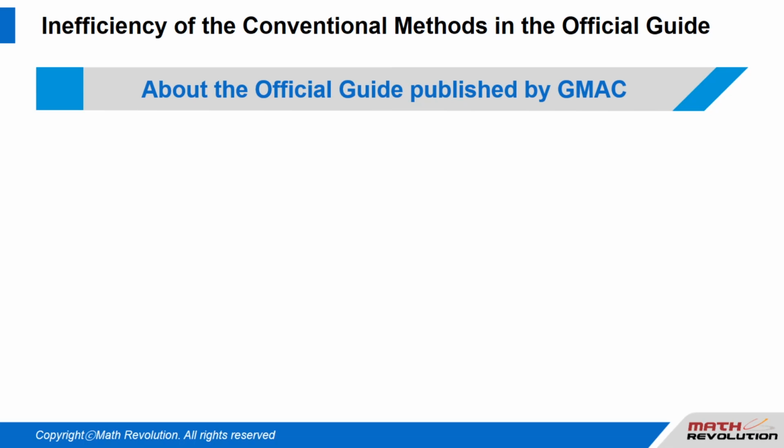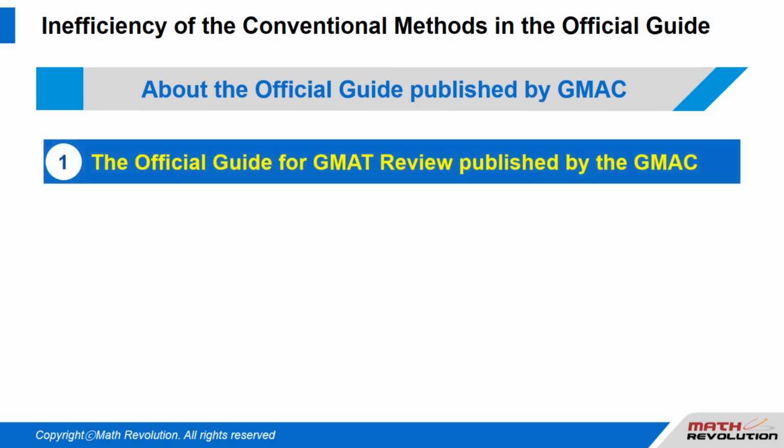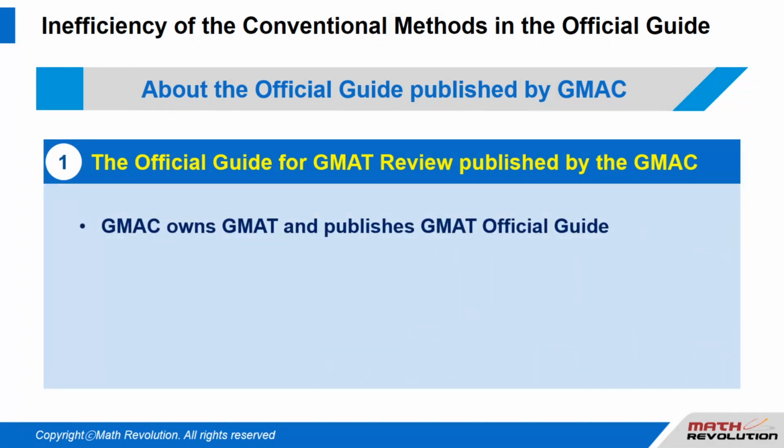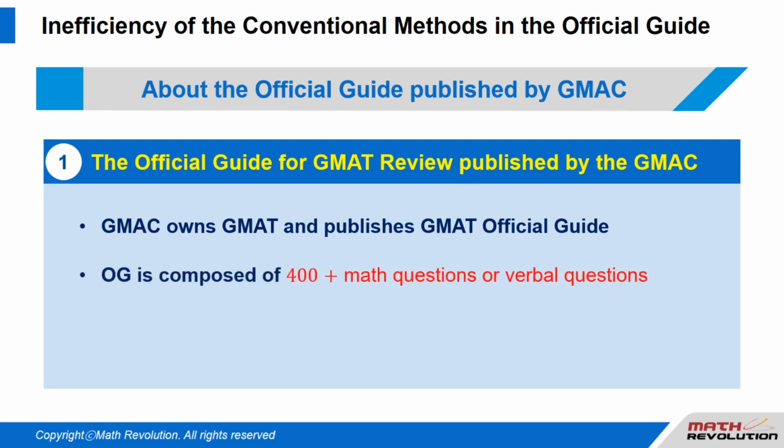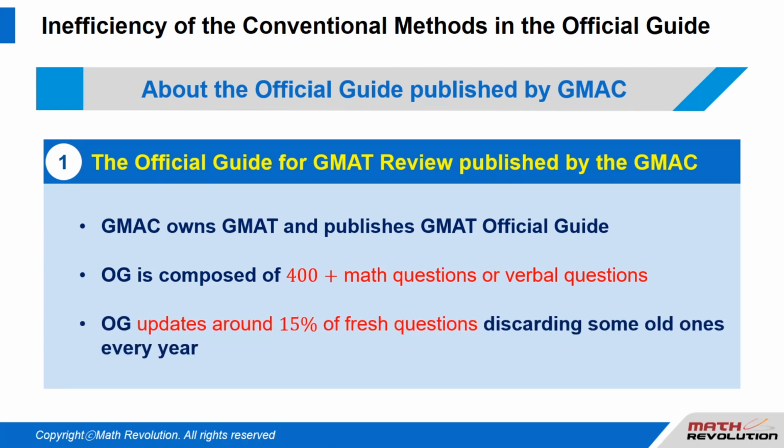About the official guide published by GMAT. 1. The official guide for GMAT review published by the GMAT. The GMAT official guide is published by the GMAT, Graduate Management Admission Council, which owns the GMAT. It is composed of 400 or more math questions or 400 or more verbal questions. Every year, the official guide is updated with around 15% of new, fresh questions while discarding some old questions.